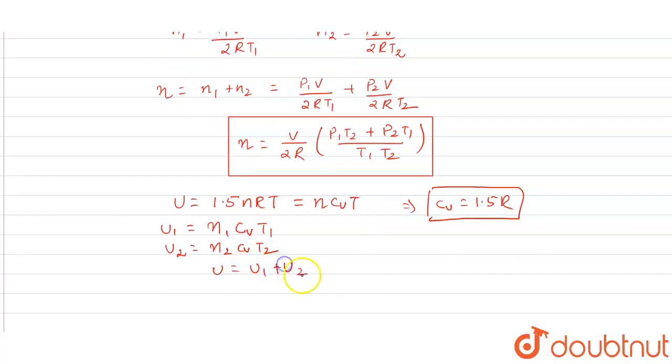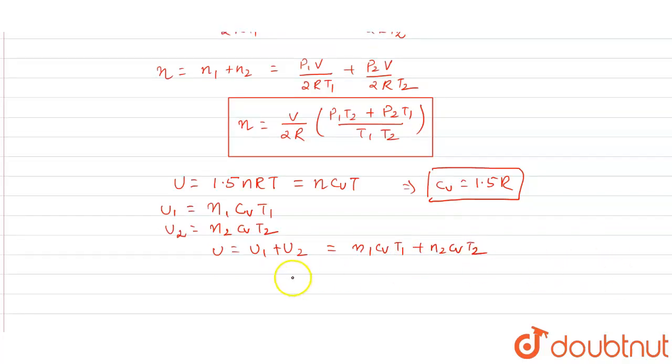U1 plus U2, that is internal energy on the left side plus internal energy on the right side, will be equal to N1 CV T1 plus N2 CV T2, correct? Now internal energy is NCVT, so equating it, NCVT will be equal to N1 CV T1 plus N2 CV T2, correct? From here CV will get cut off. Now N T is equal to N1 T1 plus N2 T2.